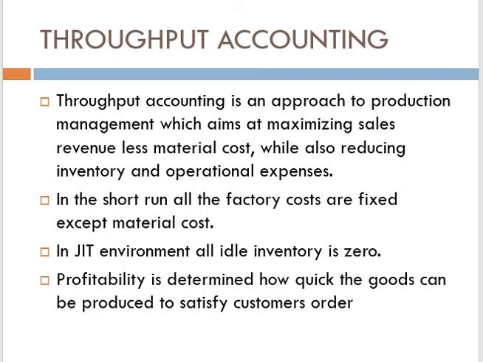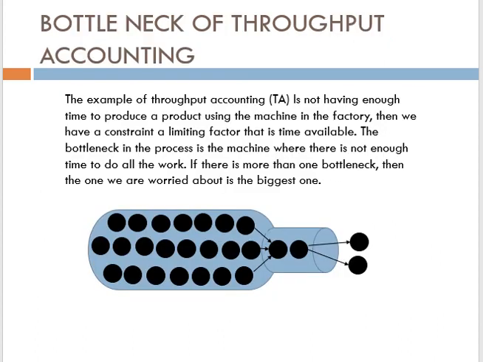Profitability is determined based on customer satisfaction, based on the orders, based on what you make according to the needs and requirements of the customers. So profit is solely dependent on the customer's requirement. The major cost for learning throughput accounting is the bottleneck of throughput accounting.